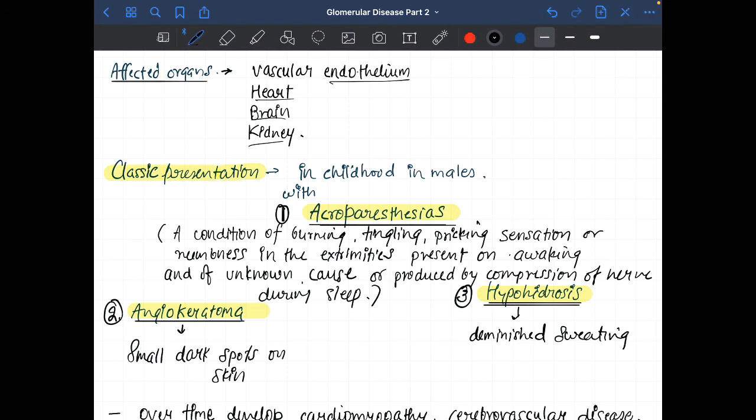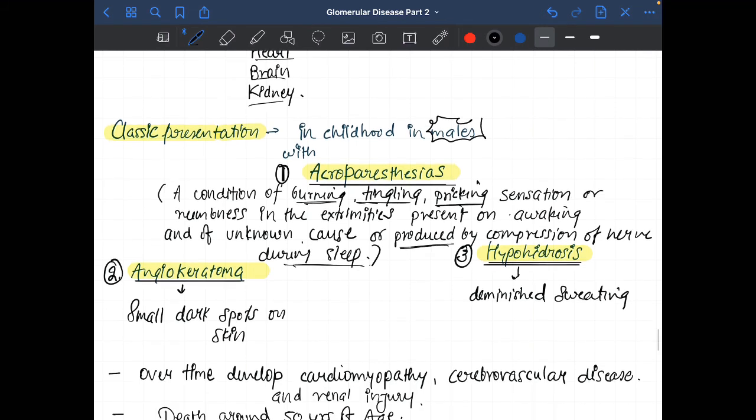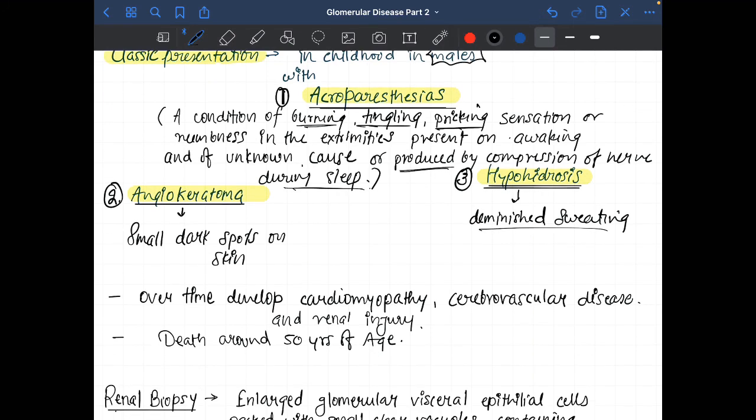The classic presentation is mainly in males, in children, and it is acroparesthesia, a condition of burning, tingling, pricking sensation or numbness in the extremities, present on awakening. Also there is angiokeratoma and hypohidrosis, which is diminished sweating. Angiokeratoma is small dark spots on the skin. So these three will be present in Fabry's disease.